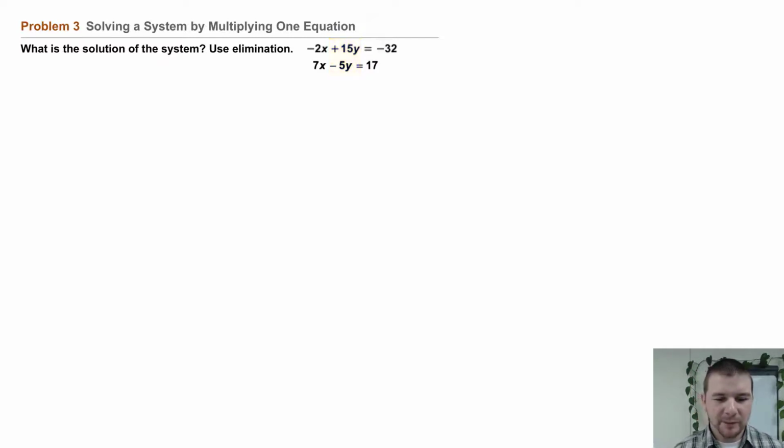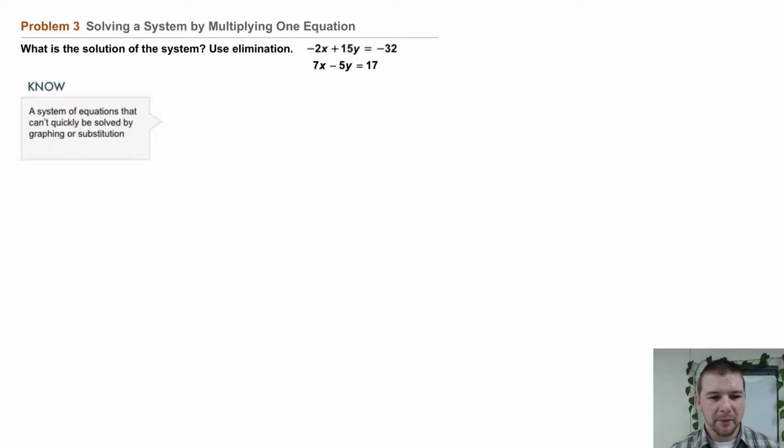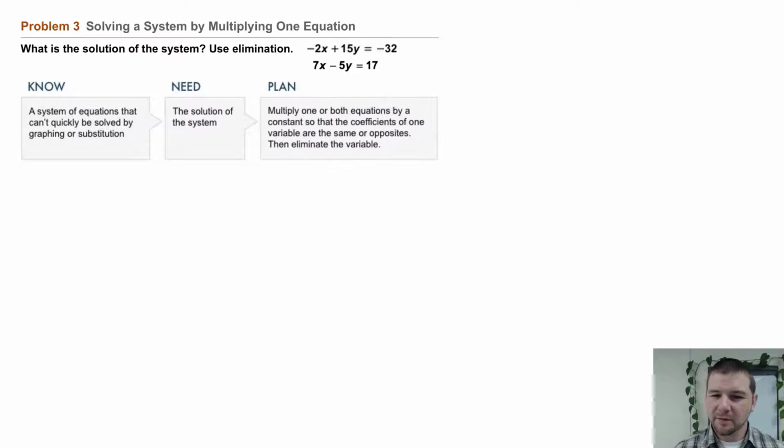So we have to use what we just learned about multiplying in systems of equations. First, consider what you know. A system of equations that can't quickly be solved by graphing or substitution. What you need, the solution of the system. So your plan, multiply one or both equations by a constant so that the coefficients of one variable are the same or opposites. Then eliminate the variable.